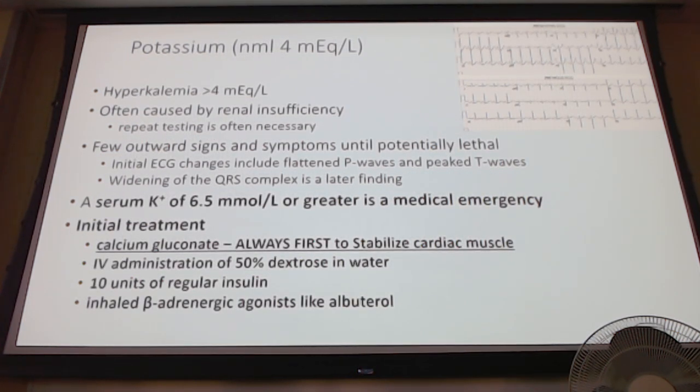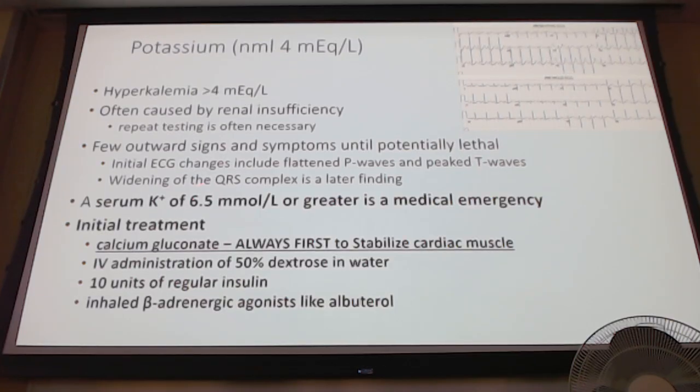All right, hyperkalemia, so greater than 4, often caused by renal disease. If you have a test that comes back with a potassium of anything above 5.5, I would repeat the lab to make sure it's not hemolyzed, just to make sure that it is actually that level. If it is that level, let me give an EKG. If we have peaked T waves, flattened P waves, like you see here, that is symptomatic.